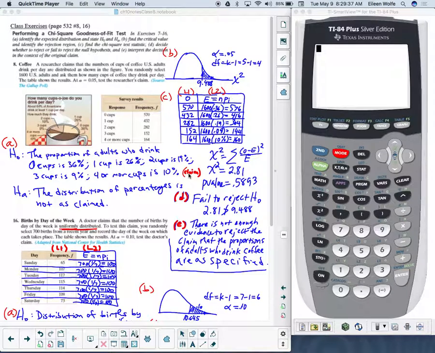Hi, this is Dr. Wolf explaining page 8 of the Chapter 10 notes so that I can show you how to work this Chi-Square Goodness of Fit test on the calculator.